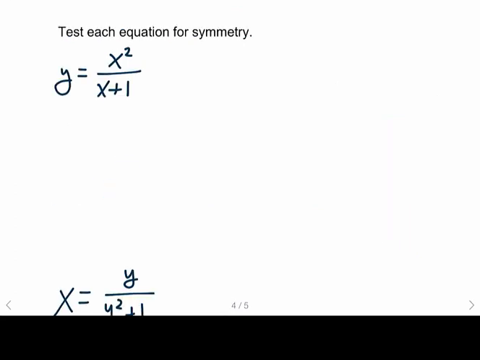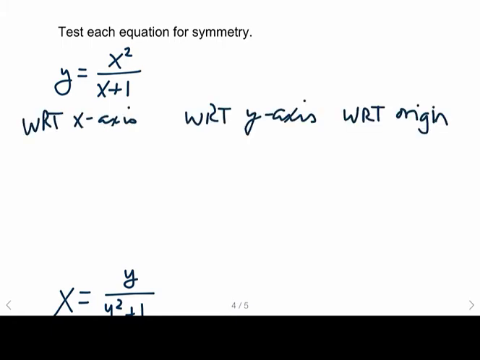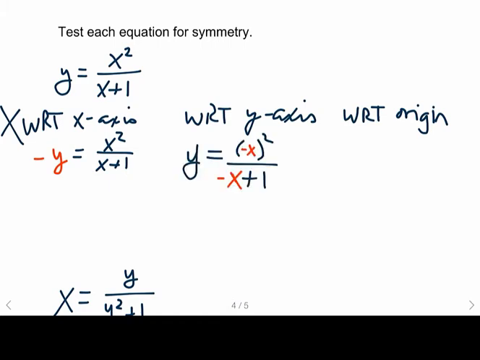First, y equals x squared over x plus 1. Why don't you go ahead and pause the video and check this for symmetry. So checking for symmetry with respect to the x-axis, I replace y by negative y. And that's never going to look like what I started with. Negative y equals x squared over x plus 1. So no to that. Checking for symmetry with respect to the y-axis, I replace x by negative x.